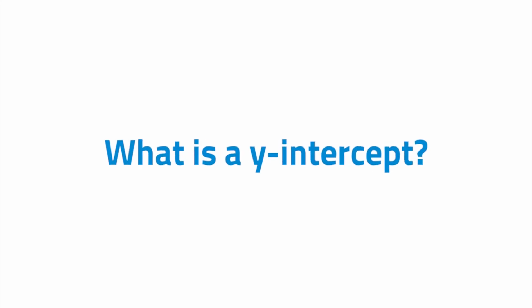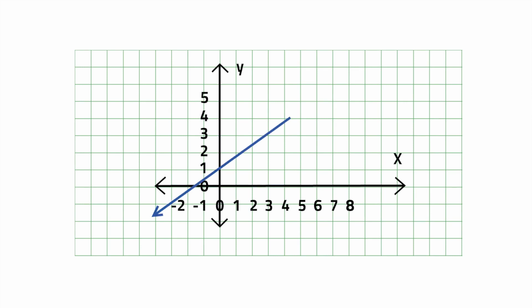What is a y-intercept? Great! The y-intercept is the point where a line crosses the y-axis of a graph. Now let's try to identify the slope and y-intercept form of each equation.